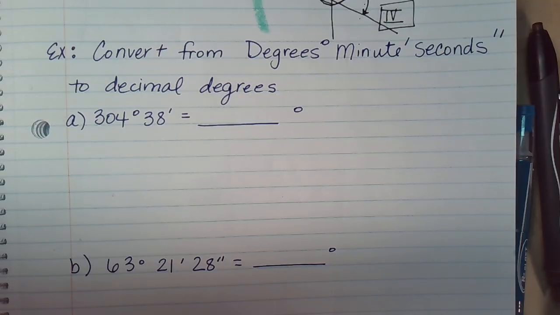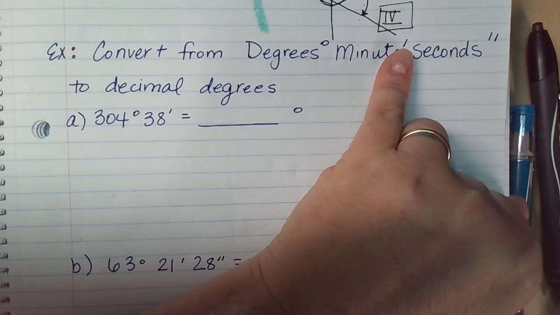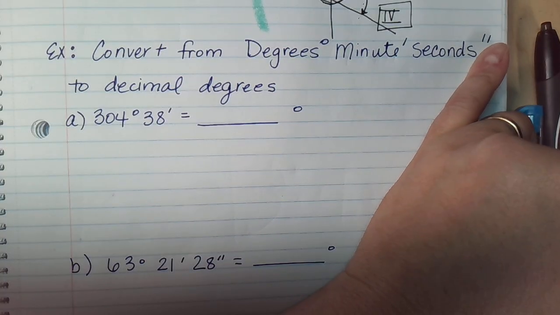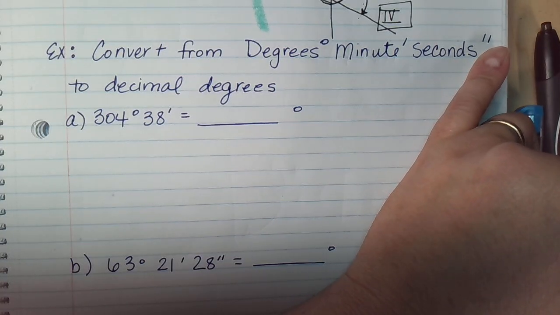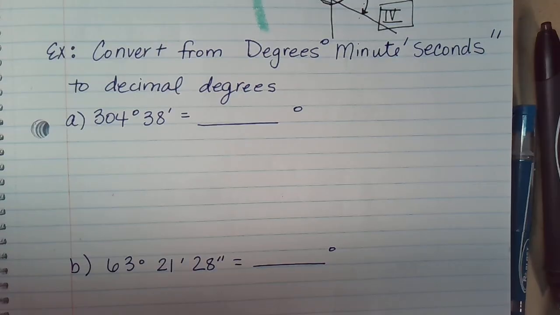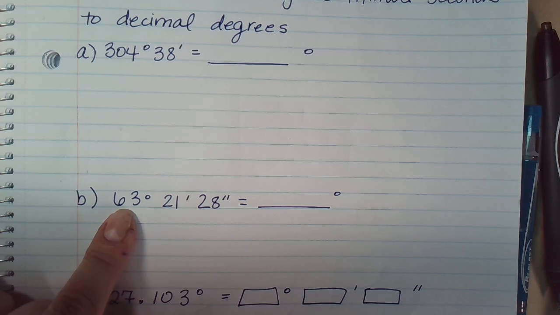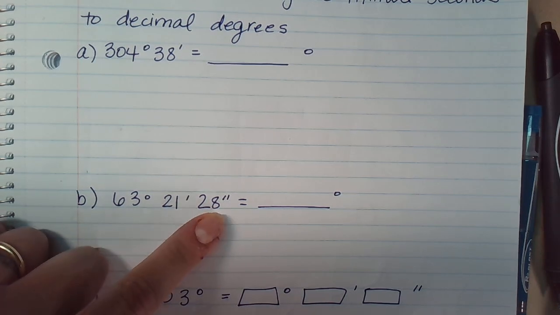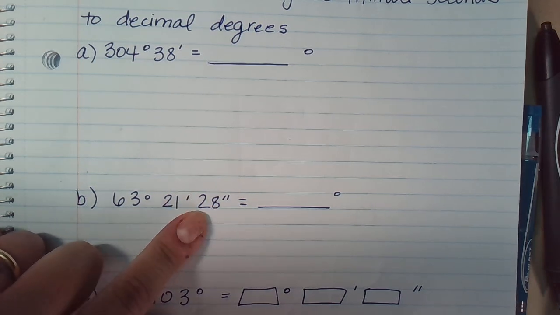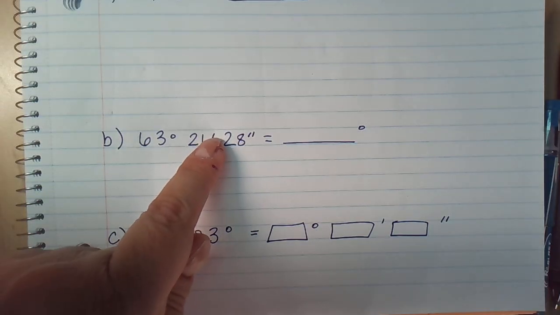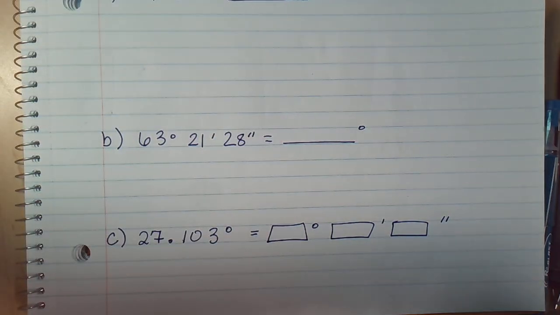Okay. Let's go back to time for a minute and talk about degrees, minutes, and seconds. The symbol for degree is that little circle in the air. The symbol for minutes is that little apostrophe, or one tick mark. Seconds is a double apostrophe, or 2 tick marks. I want to take things that look like minutes and seconds. Like, look at part B. It says 63 degrees, and then we got 21 minutes, 28 seconds. I want to change that to just some kind of decimal degree. So I want to take away these tick marks somehow. Okay, well, let's think about this.